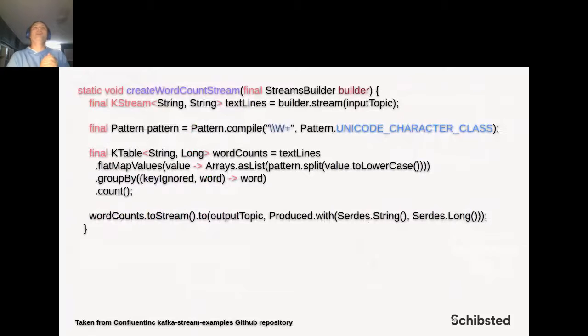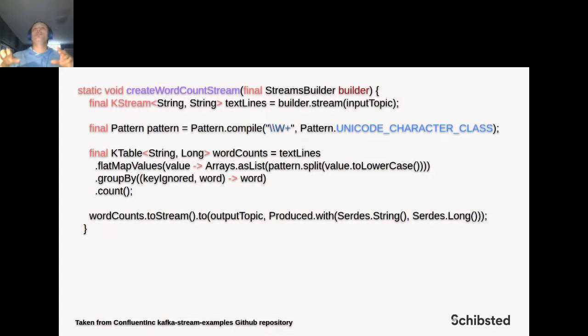Here we have a very simple example of Kafka Streams. We have a function, a method that will create a word count stream. The first thing that we need to do is to create a stream, and we start from an input topic. And then we'll skip the pattern there. I'll come back to it.